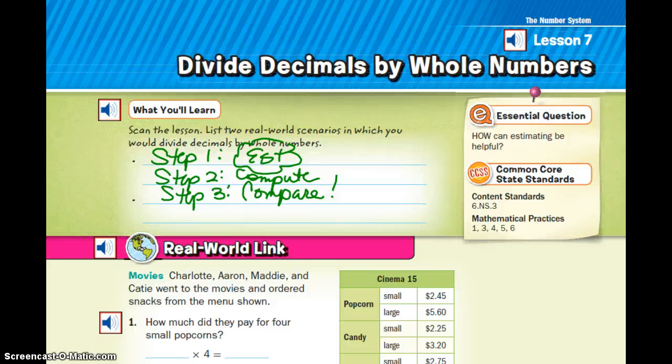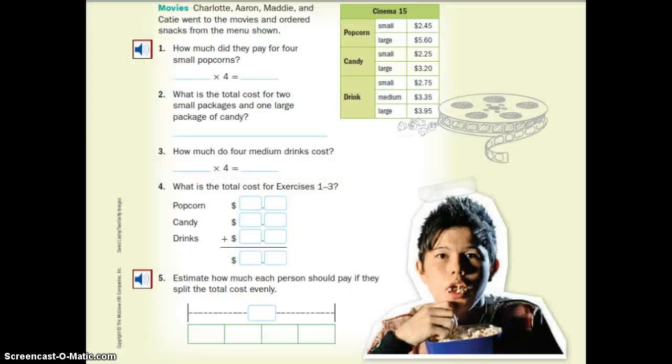Let's look at the real world problem. So we're going to the movies. Charlotte, Eric, Maddie, and Katie went to the movies and ordered snacks from the menu shown. How much did they pay for 4 small popcorns? So let's see. Popcorns are $2.45. And we know that it's about $2.50. That's 5, so it's about $10, subtracting off 1, 2, 3, 4 nickels, which is 20 cents. So that's $9.80. If I did the math right. Yep, I did the math right. I'll explain how I did that in class.